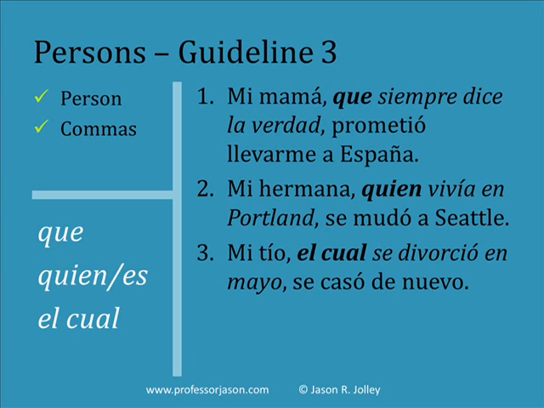So again, we have non-restrictive clause. In these cases, we're not seeing a preposition, and we're talking about people. We can use que, quienes, or el cual. I would point out, though, that as in the first example, in these types of constructions, the relative pronoun que is actually the preferred and the most frequently or commonly used form. So I could substitute que in all of these. Mi hermana, que vivía en Portland, or mi tío, que se divorció en mayo, so use que.